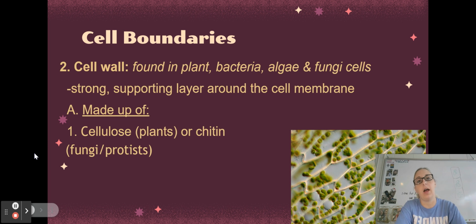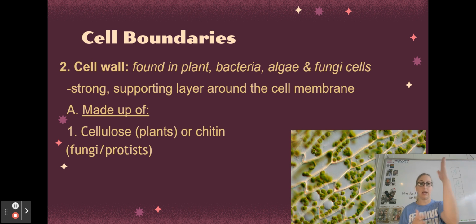The cell wall is only found in plants, bacteria, algae, and fungi cells. So no animal cells have a cell wall. The cell wall's job is not to regulate what can come in and out of a cell. The cell wall's job is to provide support and structure. So it's very strong, especially because the organisms that have cell walls live in the harshest of harsh conditions, and so sometimes they need that extra support.